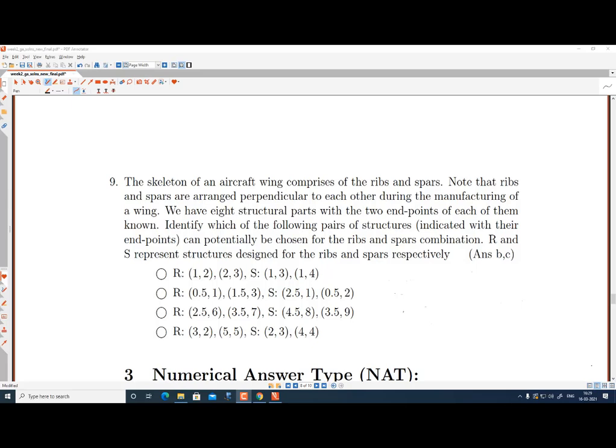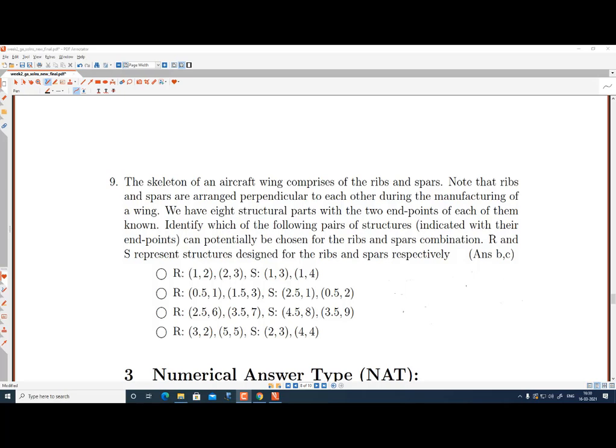Next we move to question number 9. The skeleton of an aircraft wing comprises the ribs and spars. Note that ribs and spars are arranged perpendicular to each other during the manufacturing of a wing. We have 8 structural parts with the 2 endpoints of each of them known. Identify which of the following pairs of structures can potentially be chosen for the ribs and spars combination. Ribs and spars are marked by R and S respectively.